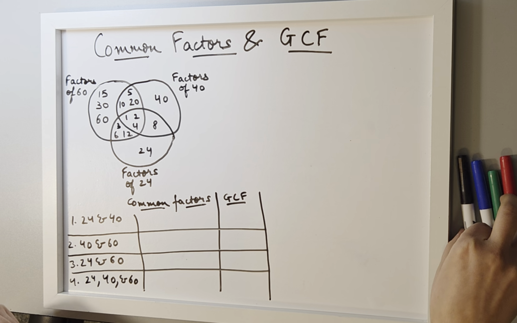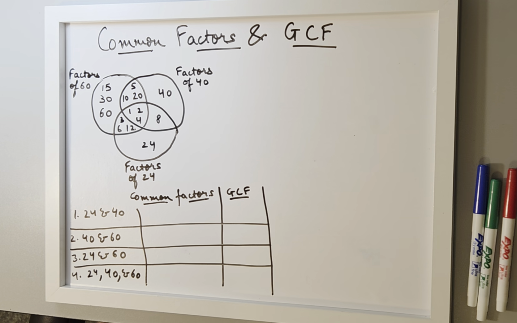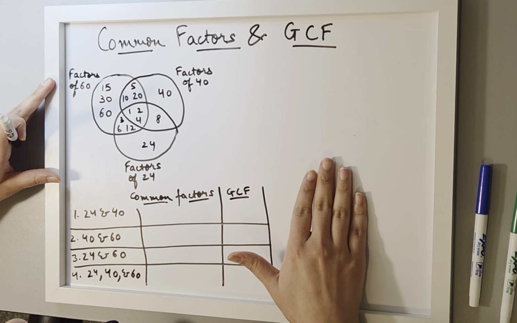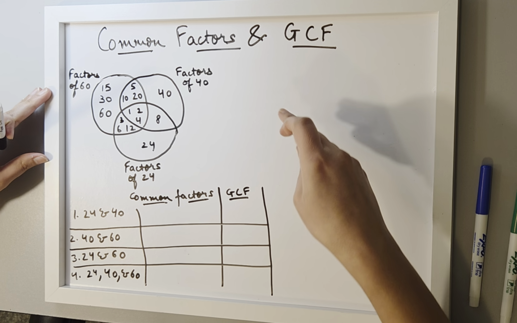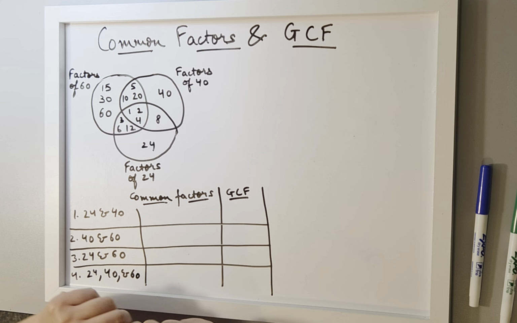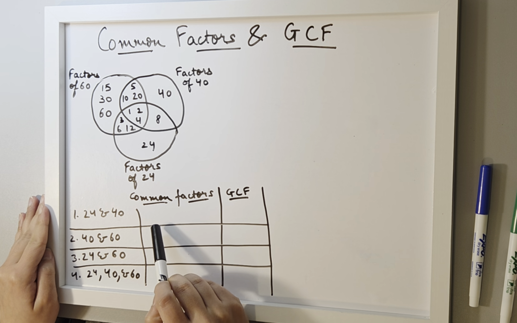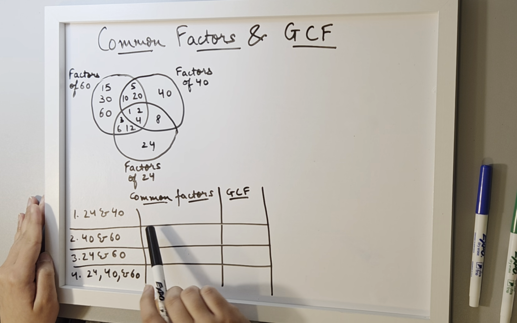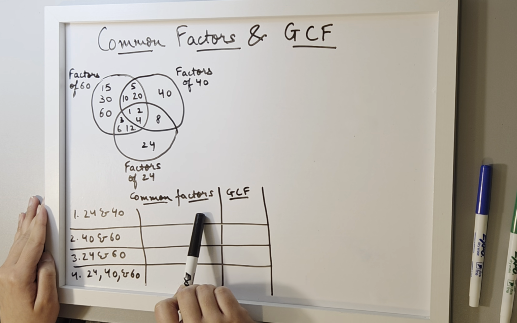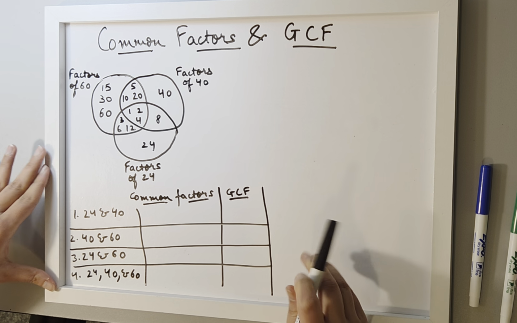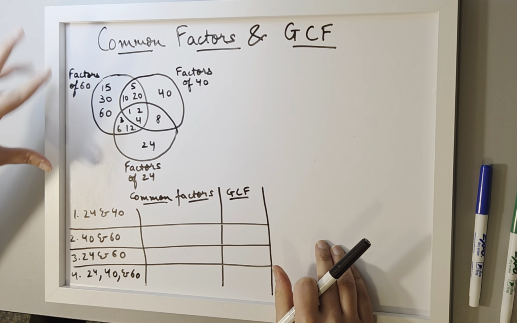Hi everyone. So today we are learning how to find the greatest common factor with the help of Venn diagrams. We've learned different methods of finding the common factors, the greatest common factor. Today we are looking at four different sets of groups where we have to find both the common factors and the greatest common factor. But to help us out, we've been given a Venn diagram.